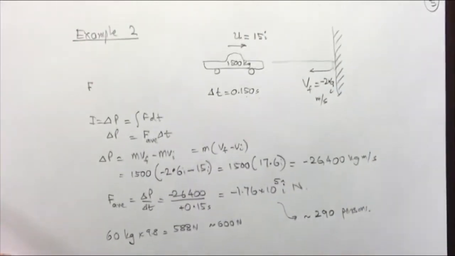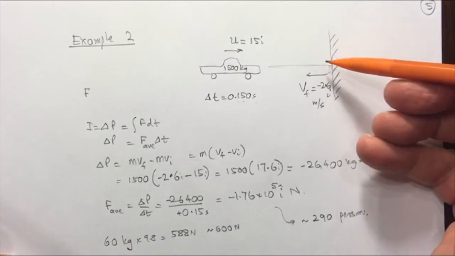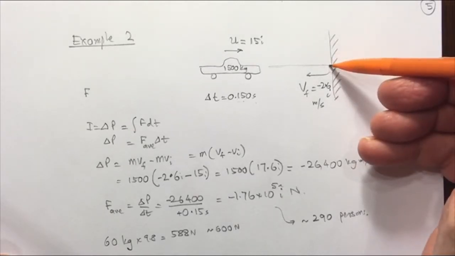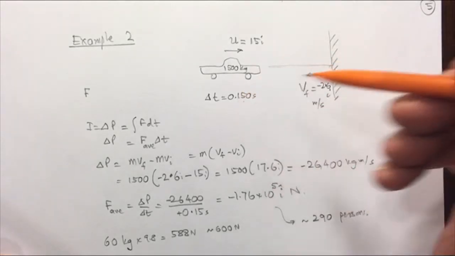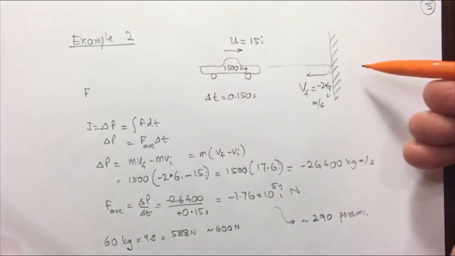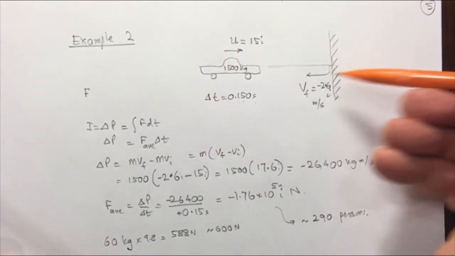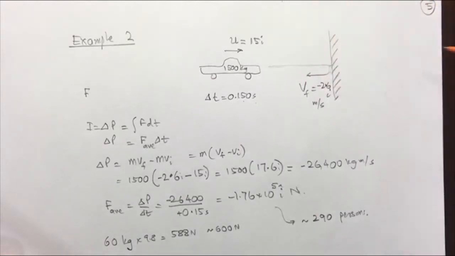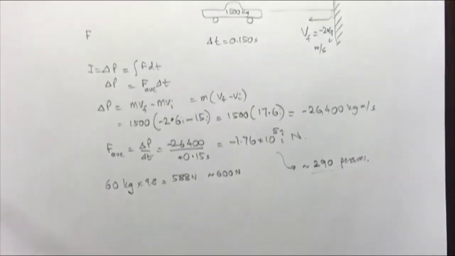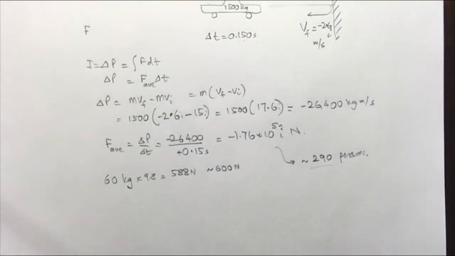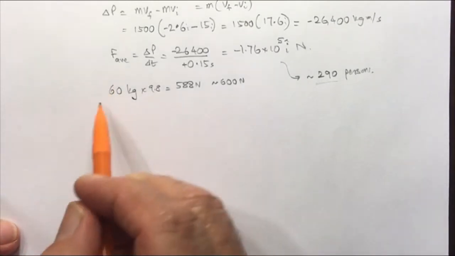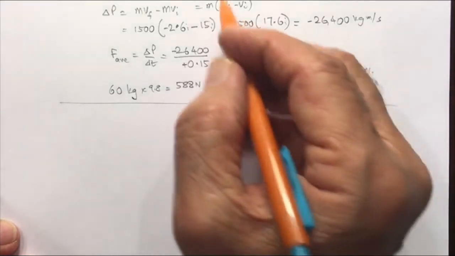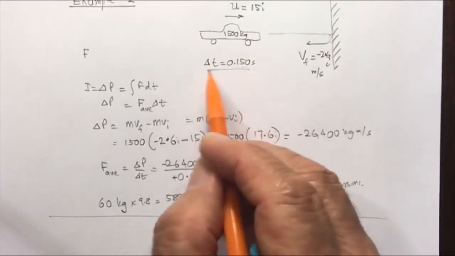So it's as if on the car you had 290 people jump on the car and jump off after 0.15 seconds. So only for this duration you had 290 people on the car. It's not exactly right because the weight of the people is downwards and this force is to the left, but this gives an idea of the strength of that force. Now we do another, it's not really an example, but something to indicate the importance of the delta t.